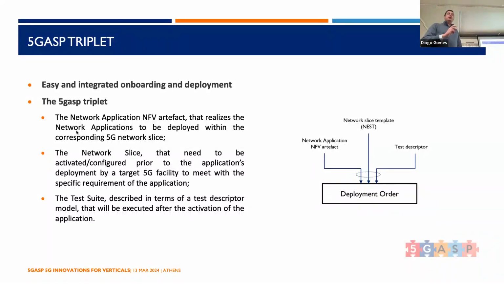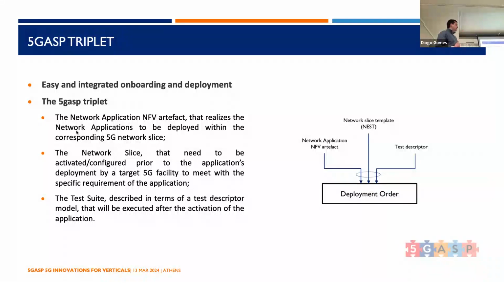Why did we create a triplet? Because in 5GASS, we focused on the continuous integration and continuous deployment aspect that involves testing. So we extended the concept of describing the service from the application side, the service from the network side, to also include the testing aspects. So we created the concept of the 5GASS triplet, which integrates the network application NFV artifact, which basically describes the application, how it's deployed on the NFV infrastructure.